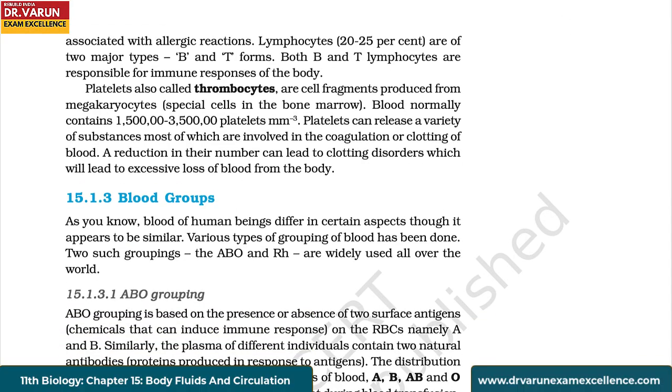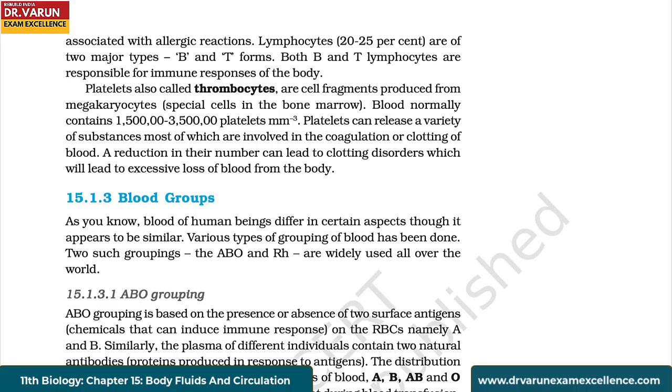Lymphocytes, 20 to 25%, are of two major types, B and T forms. Both B and T lymphocytes are responsible for immune responses of the body. Platelets are also called thrombocytes and are cell fragments produced from megakaryocytes, special cells in the bone marrow. Blood normally contains 1.5 lakh to 3.5 lakh platelets per cubic millimeter.